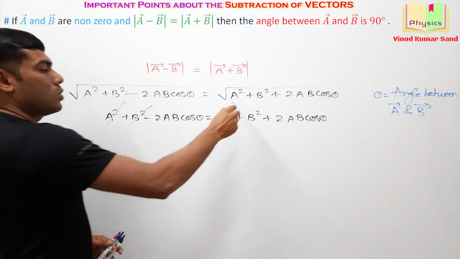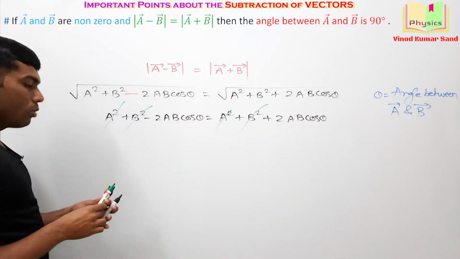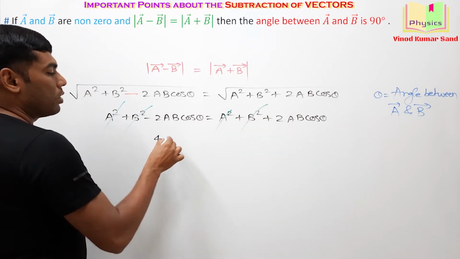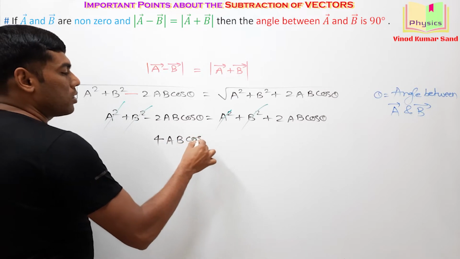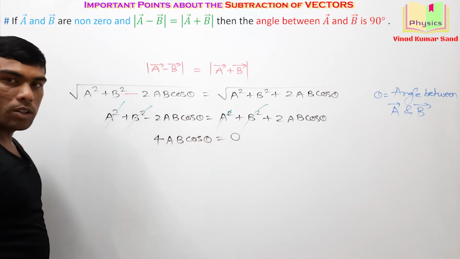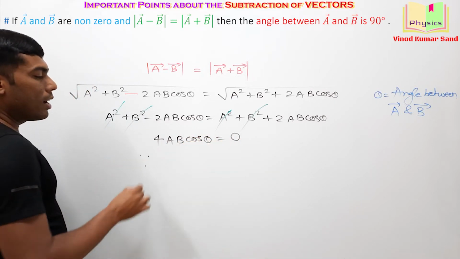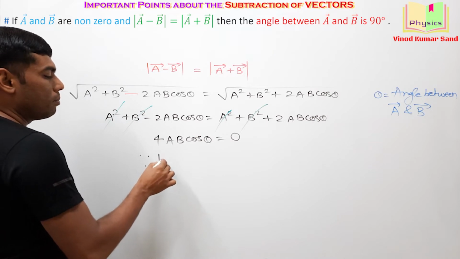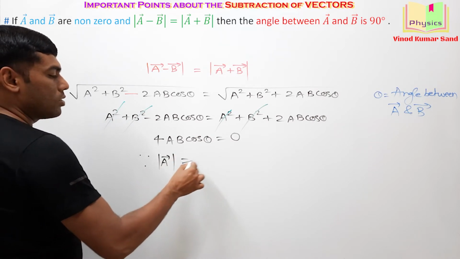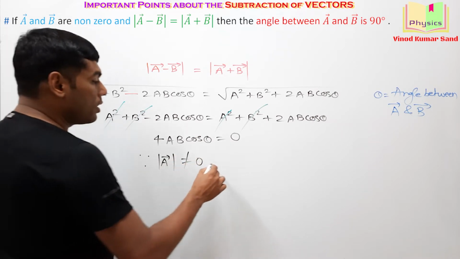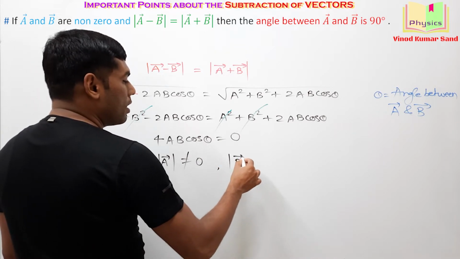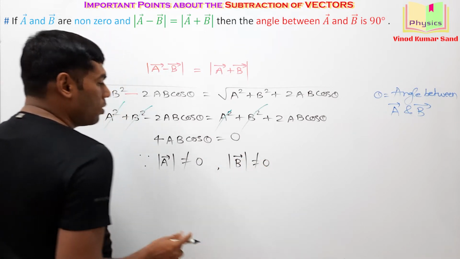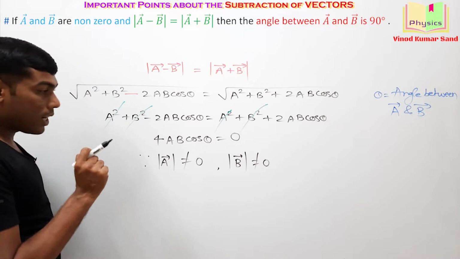This A square and B square are getting cancelled out. We are left with 4AB cos theta equal to 0. Here we are assuming that the magnitude of vector A is not equal to 0 and the magnitude of vector B is not equal to 0. A and B are non-zero vectors.